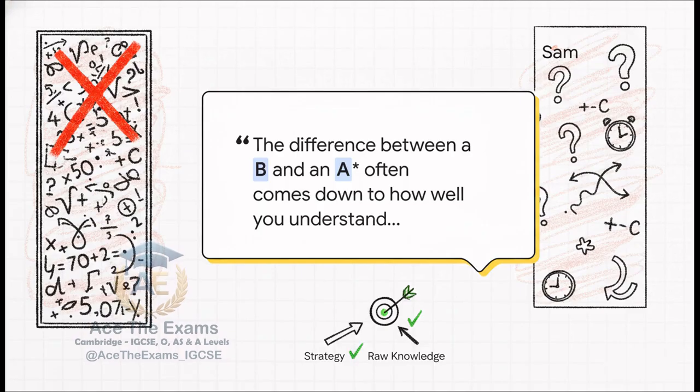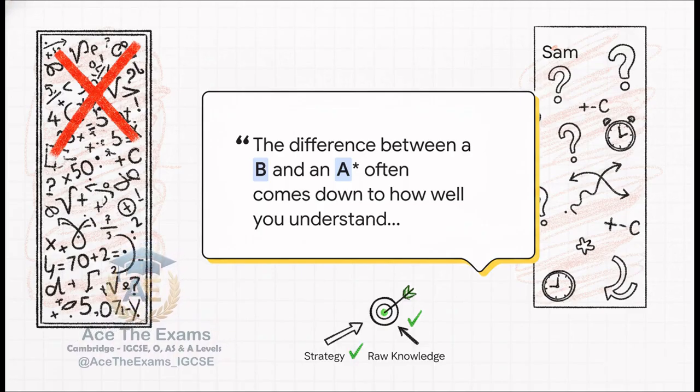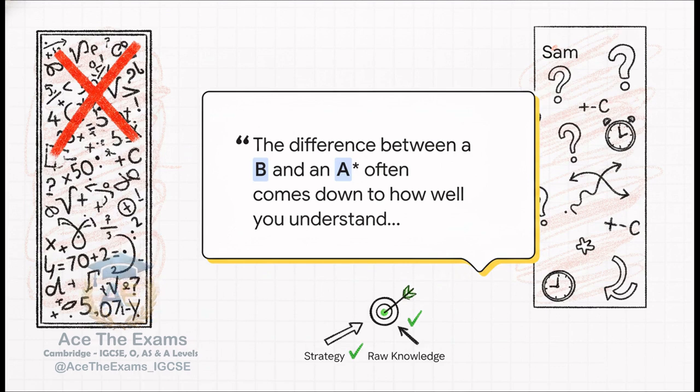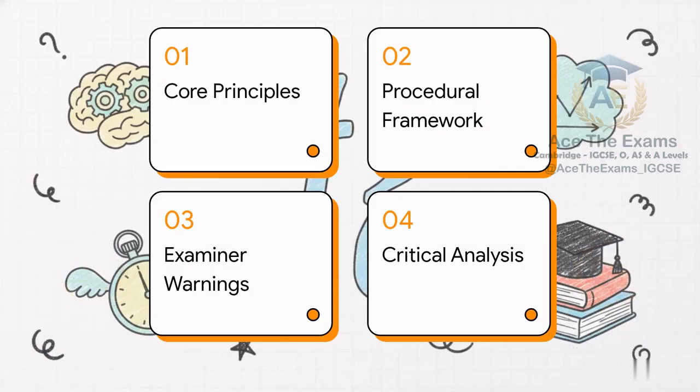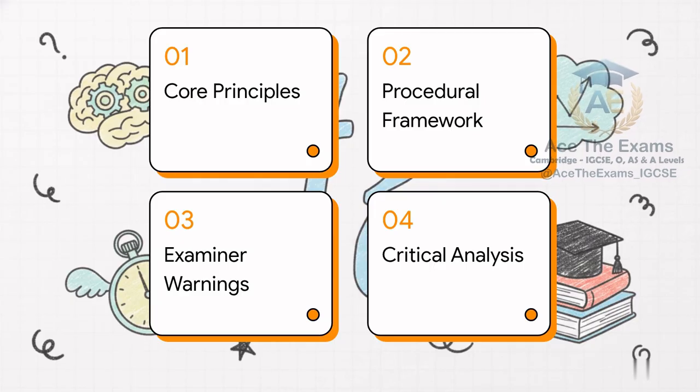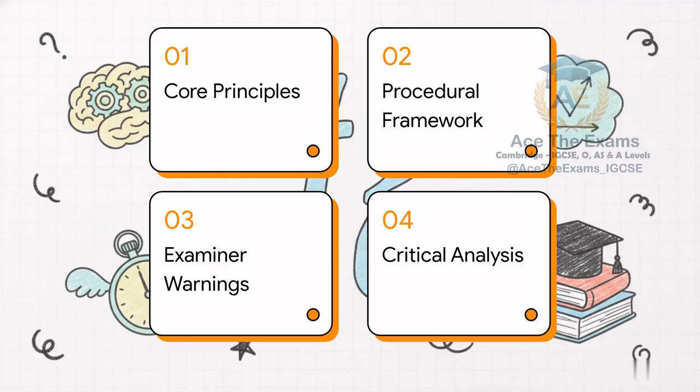Both of these approaches result in harsh red pen marks all over their papers. They both lose crucial marks. And here's the kicker, it's not because they don't know what integration is. It's because they lack the proper examiner-aligned strategy to put it on the page. So, here is our playbook for today's explainer. We'll start with the core principles, then move into the procedural framework, followed by examiner warnings, and finally, critical analysis.